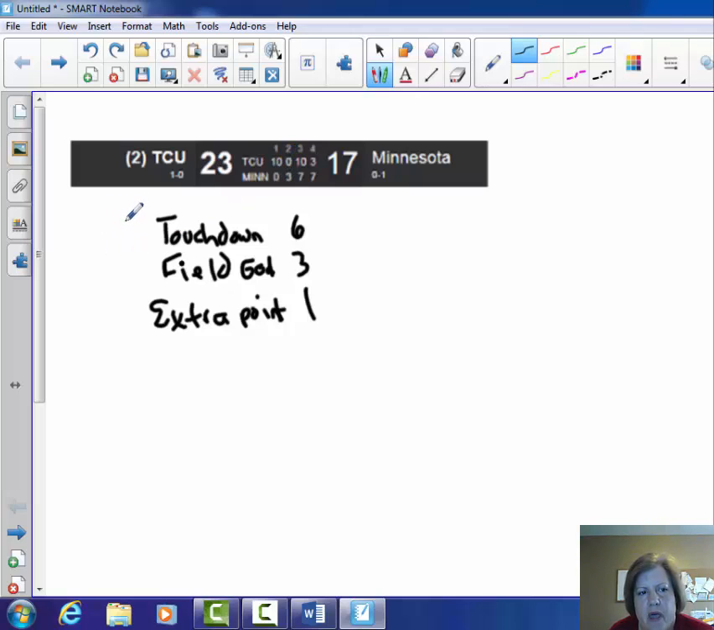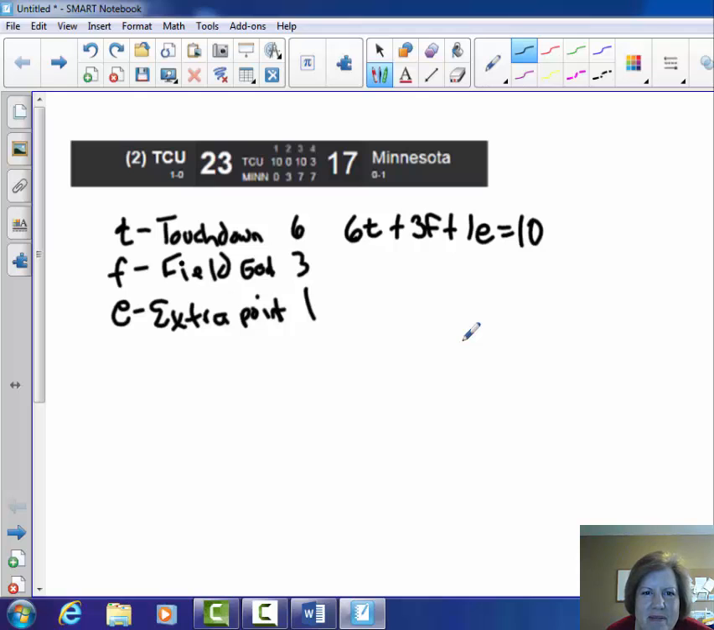So if I can just abbreviate here, let T stand for touchdown, F stand for field goal, and E stand for the extra point, then in summary, this 10 points is equal to 6 points a touchdown, plus 3 points a field goal, plus 1 for each extra point. And that would make up the 10 points. Okay, now my only problem is, how do you solve an equation?